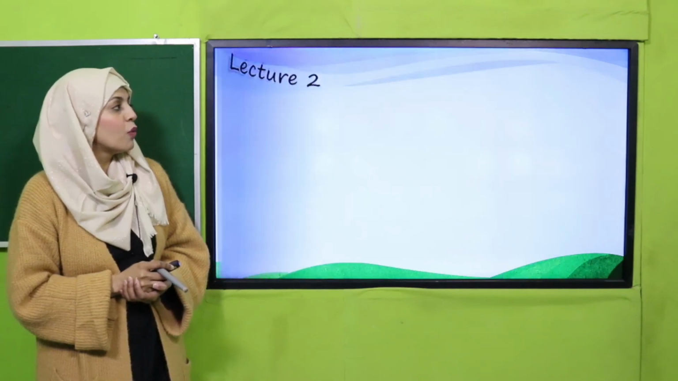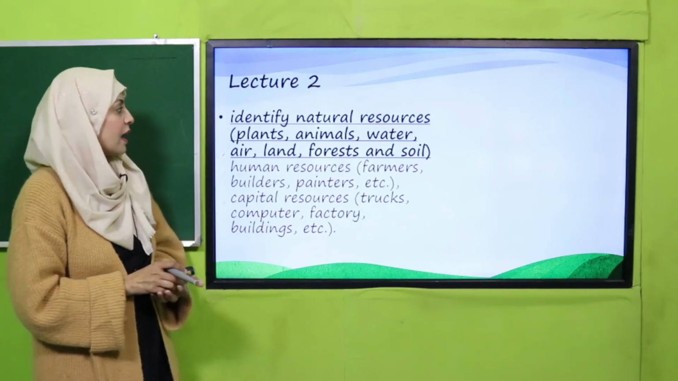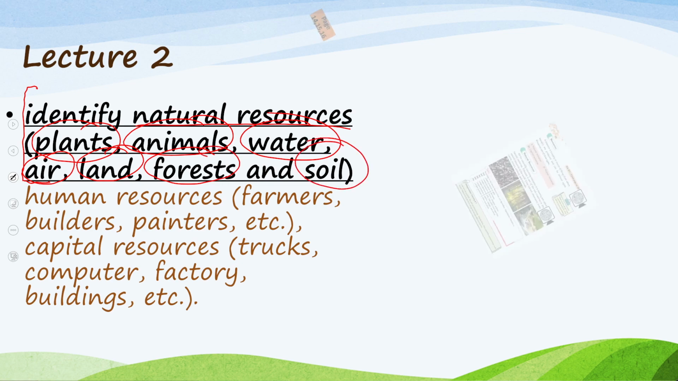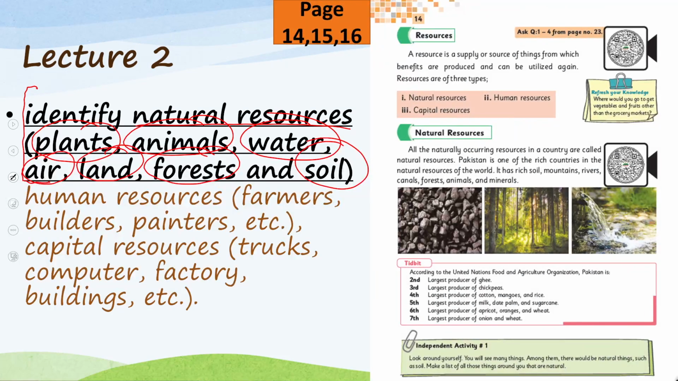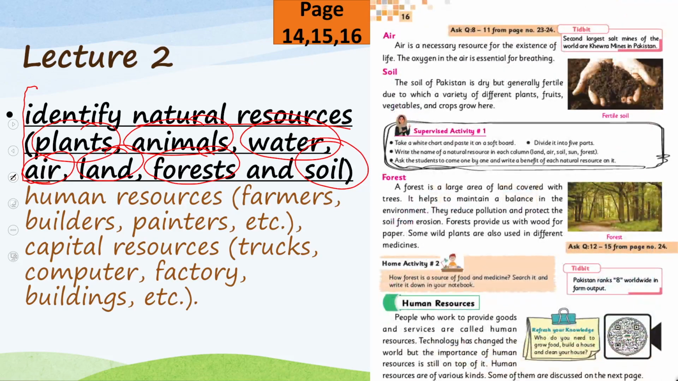And then we will move forward towards lecture number 2. The objective that will be covered here is the first part of this SLO. The students will be able to identify natural resources: plants, animals, water, air, land, forest, soil. And the pages that are included are page number 14, 15 and 16.